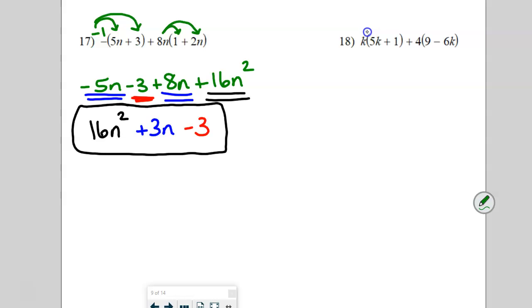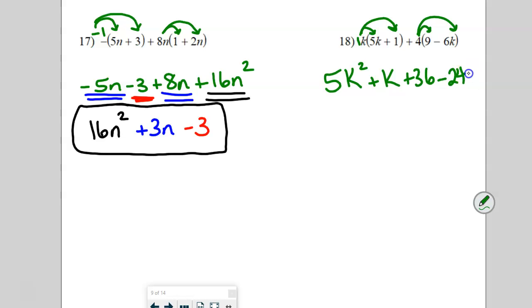All right, k. 1k, remember that's like a 1k that you're going to distribute into here. And then a 4 that we're going to distribute into here. So 1k times 5k would be a 5 for a new coefficient, and then k times k is shorthanded to k squared. 1k times 1 is plus 1k. I'm just going to write k. If you wrote a 1k, there's nothing wrong with that. And then positive 4 times positive 9 is a positive 36. And then positive 4 times a negative 6k is a negative 24k.